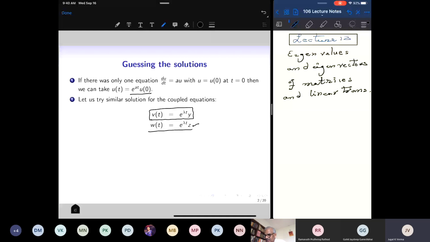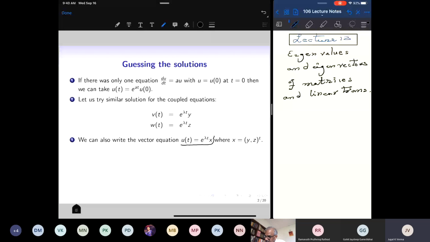So how to see whether these are solutions? Well, substitute v and w into the vector equation. u(t) is equal to e to the power lambda t times x. u(t) is this column vector, and this is equal to e to the power lambda t times the column vector yz, and yz I'm calling vector x. Y and z are constants. So I'm writing this u(t), which is a vector of functions, where the first component is e to the power lambda t times y, and the second component is e to the power lambda t times z.